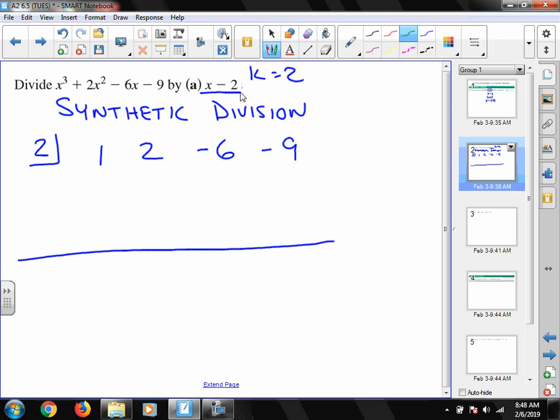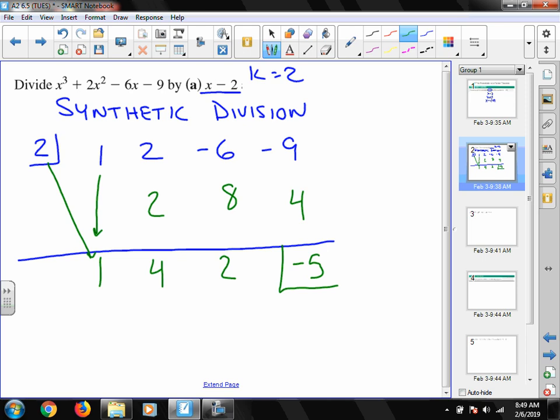And this works exactly like synthetic substitution. Drop your 1 below the line. 2 times 1 is going to give me 2. And I add down my column. 2 plus 2 is going to give me 4. 2 times 4 is going to give me 8. And negative 6 plus 8 is going to give me 2. Times 2, up in the corner again. 2 times 2 is 4. That goes there. Negative 9 plus 4 gives me negative 5. And I like to put that negative 5, that last number, inside a box going the other way, just like I do the 2 up in the corner.